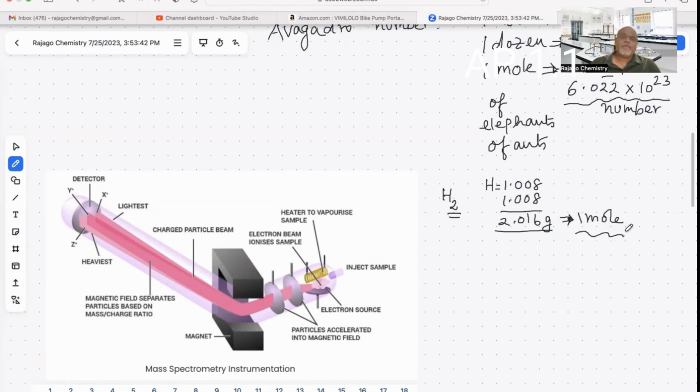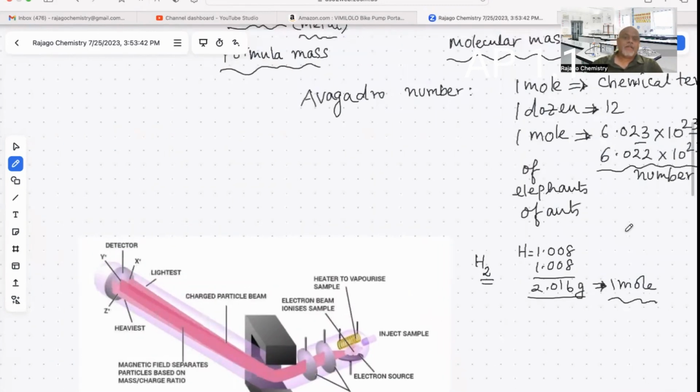So this mole has a triangular relationship: 1 mole of any chemical substance will always weigh its molar mass, and it will contain an Avogadro number of particles, which is 6.022 times 10 to the power of 23.